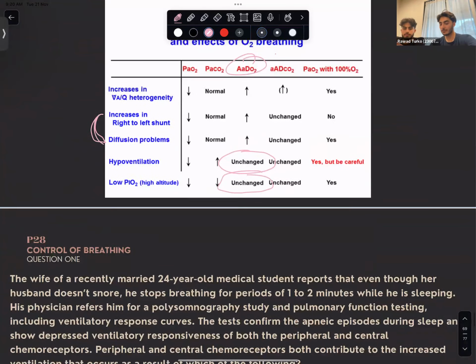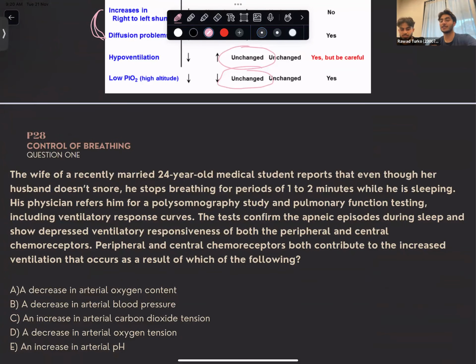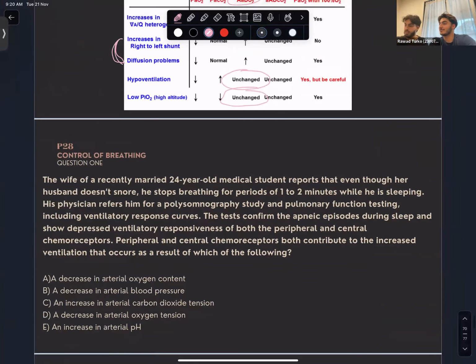Okay. I think this is our last lecture. This is a kind of annoying lecture because it's basically all memorization. There's not really a lot to understand here. But let's go over the questions.